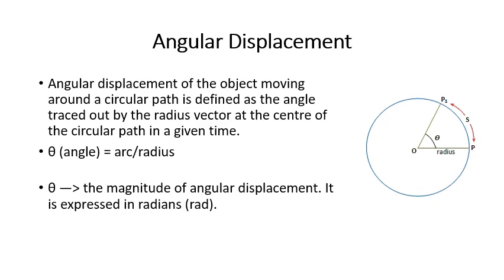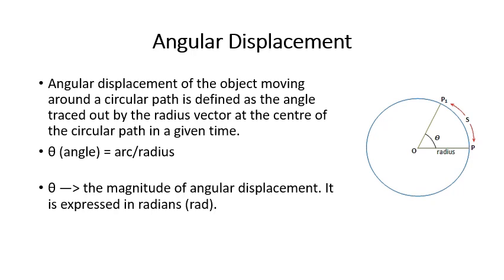Now we'll see what is angular displacement. Look at the definition, students. Angular displacement of the object moving around a circular path is defined as the angle traced out by the radius vector at the center of the circular path in a given time. In a simpler manner, theta angle is equal to arc divided by radius.